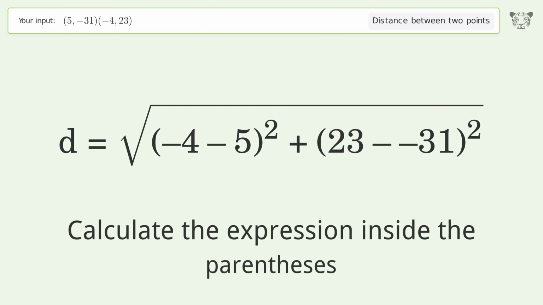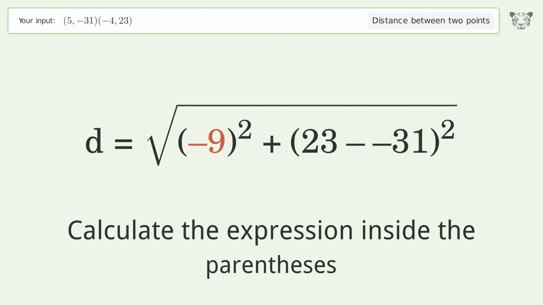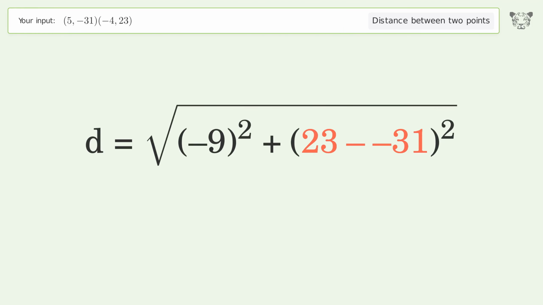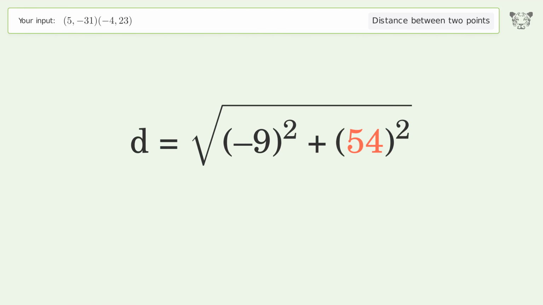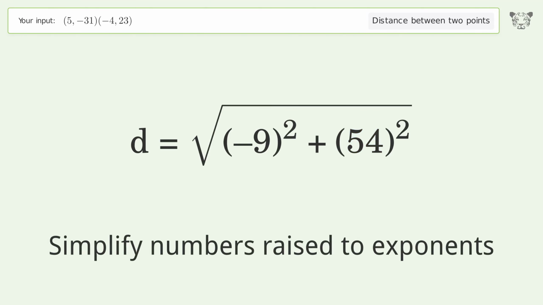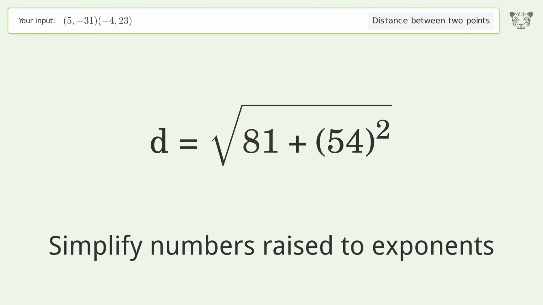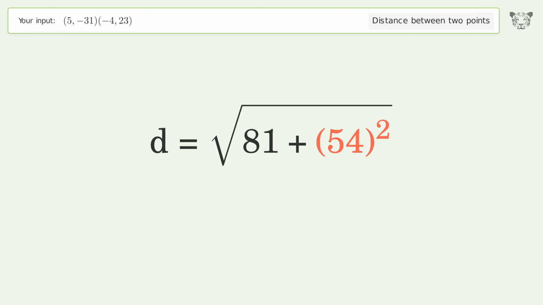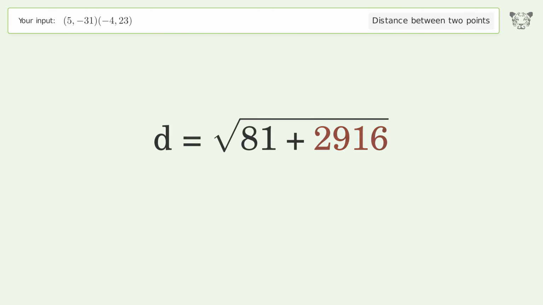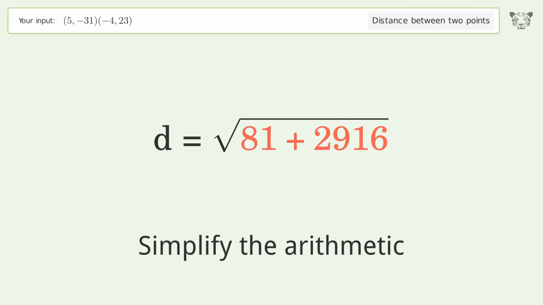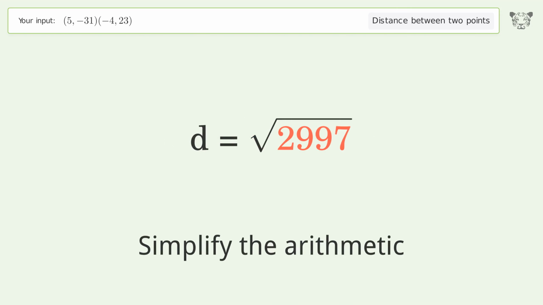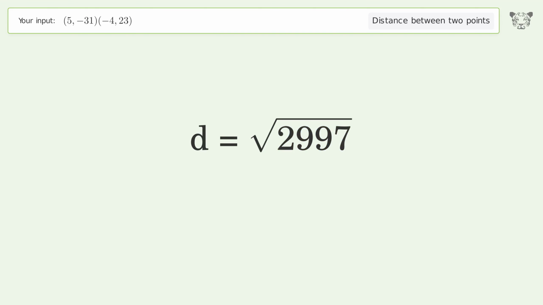Calculate the expression inside the parentheses. Simplify numbers raised to exponents. Simplify the arithmetic. And so the distance between the 2 points is the square root of 2,997 or 54.745.